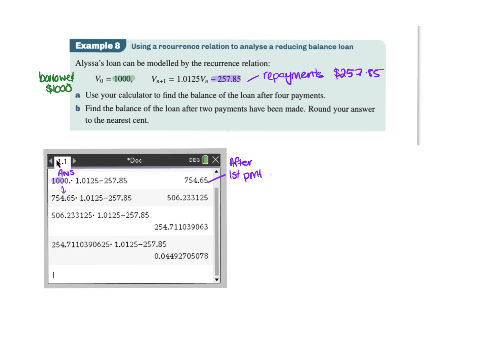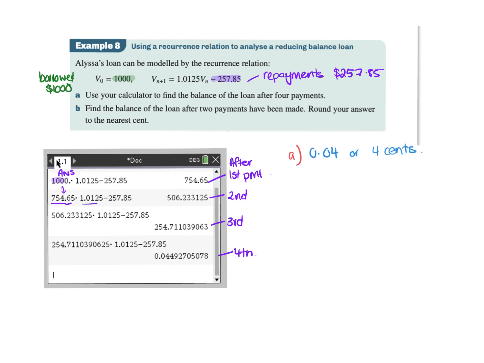So we're doing it recursively on our calculator. And you can see it's timesing the new balance by that R value and subtracting the payment. So that's first, second, third, and fourth. After the fourth payment, it says use your calculator to find the loan after the fourth payment. We're going to round to 2 decimal places because it's money. So we'd probably say the balance of the loan is 0.04, or you could say 4 cents is still owing.